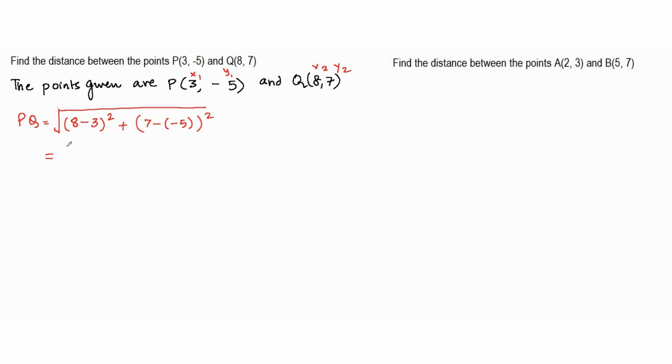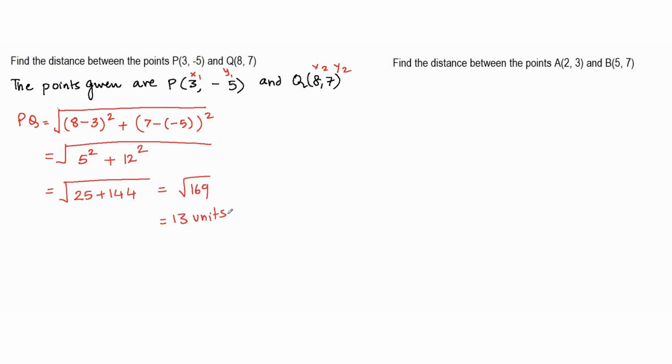So this is going to be under root of 8 minus 3 is 5. So under root of 5 square plus minus of minus 5 becomes plus 5. So 7 plus 5 becomes 12. So 12 square. And this is going to be under root of 25 plus 144, which is equal to under root of 169, and that is equal to 13 units, right? So this is the distance between the points P and Q.